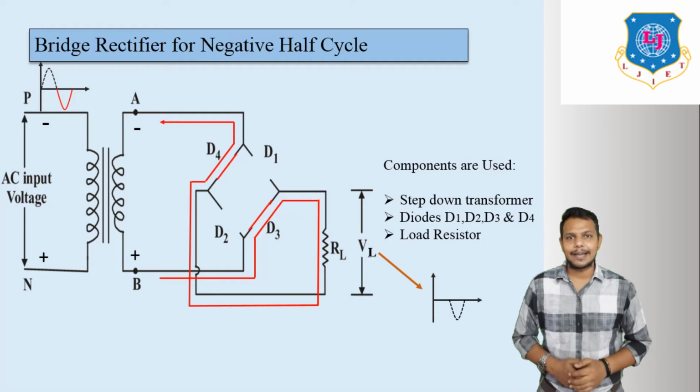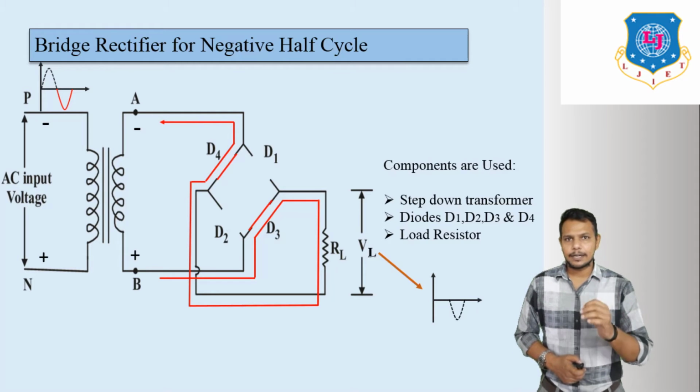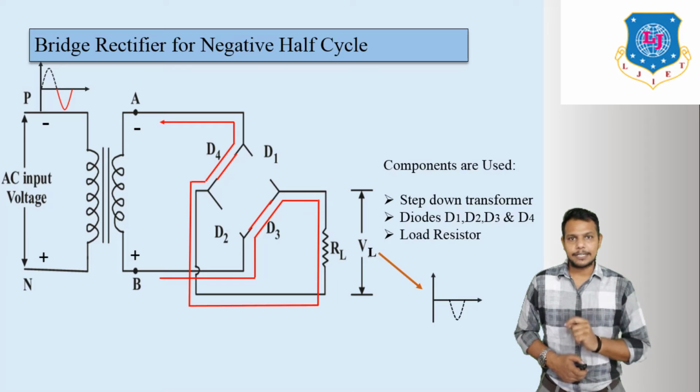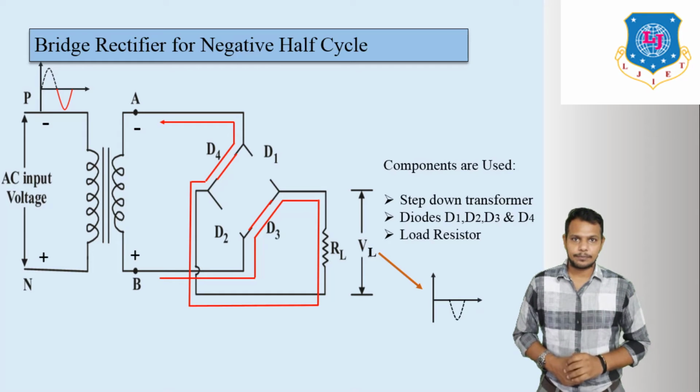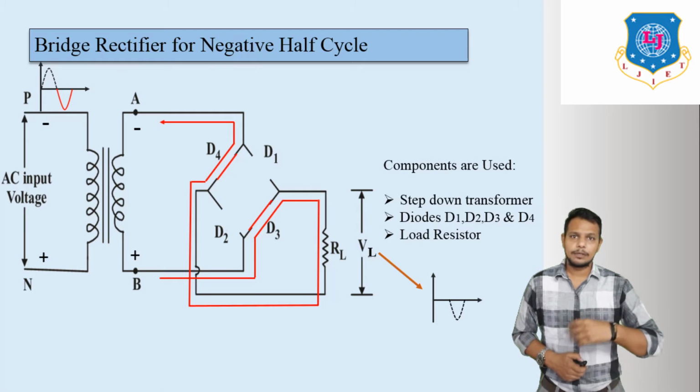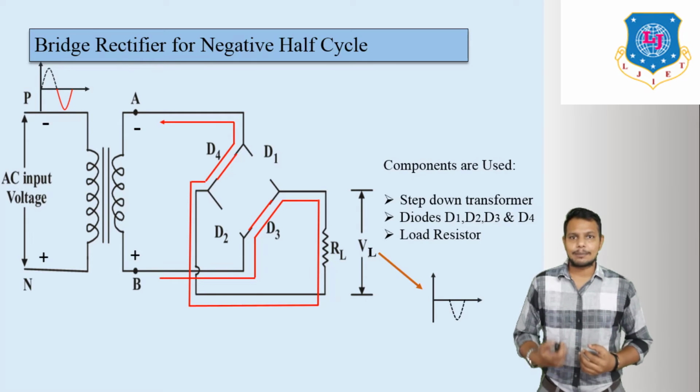So in this circuit diagram, for the negative half cycle, D1 and D2 become reverse biased because current is flowing from cathode to anode. That's why they become open circuited, whereas D3 and D4 work in forward bias and become closed circuited. So now we are going to discuss the output voltage.